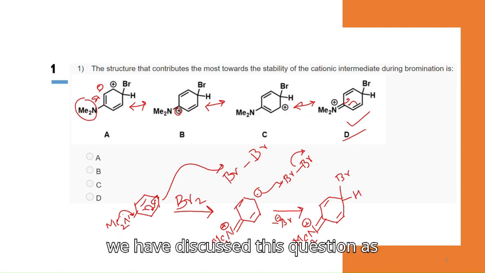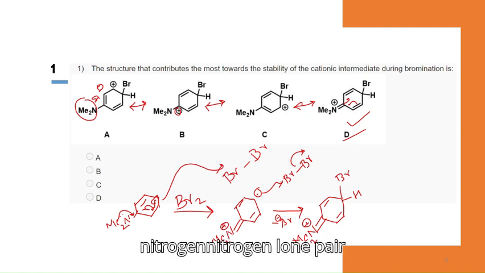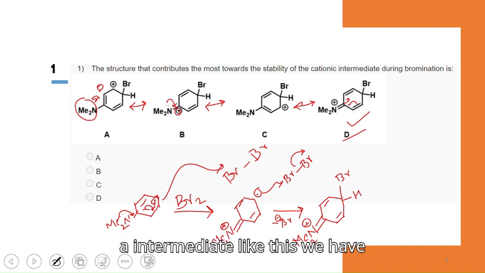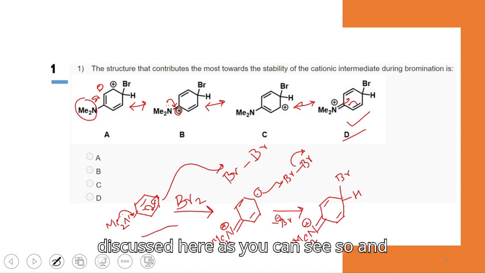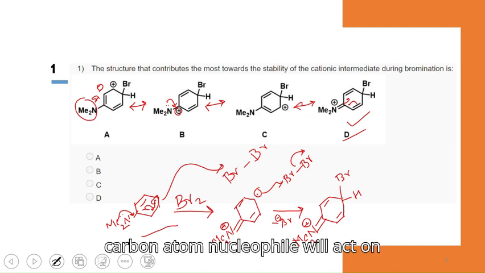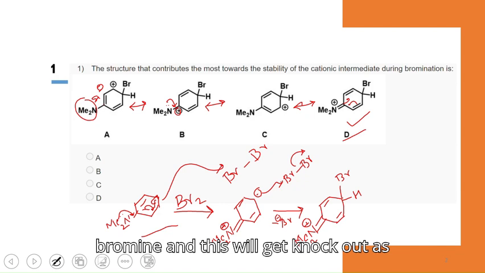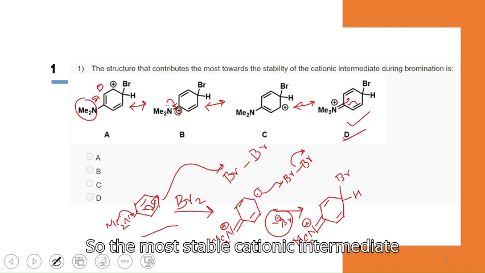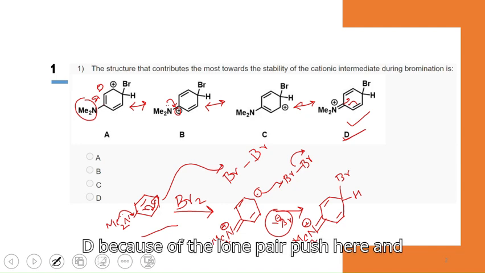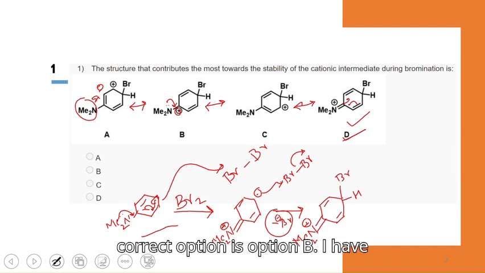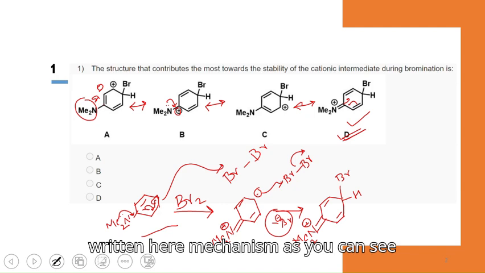Here we have discussed this question: the nitrogen lone pair will push electrons here and form an intermediate like this. This negatively charged carbon atom, as a nucleophile, will act on bromine and the bromide ion gets knocked out to give the cationic intermediate. The most stable cationic intermediate is D because of the lone pair push, and this is the most stable structure because of resonance. So the correct option is option D. I have written the mechanism here.